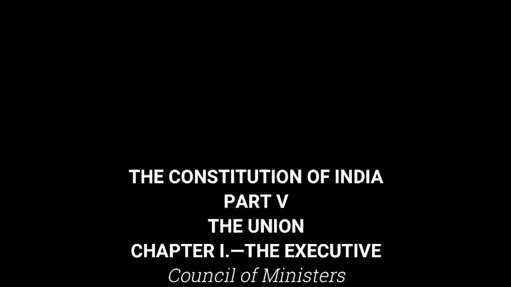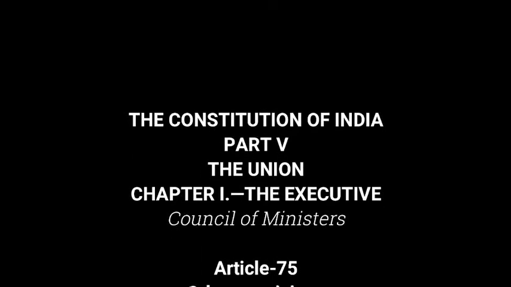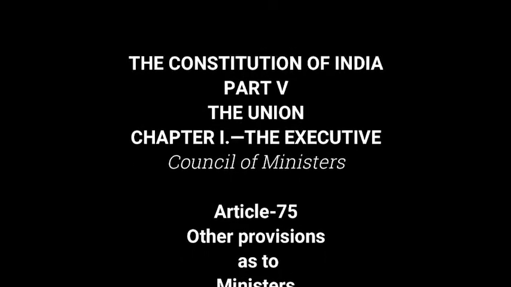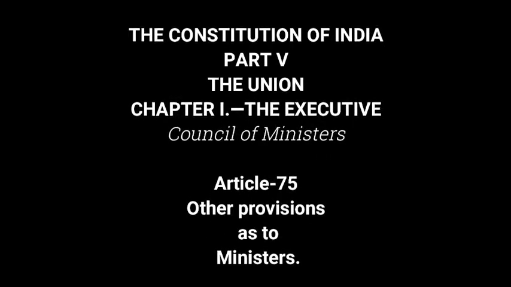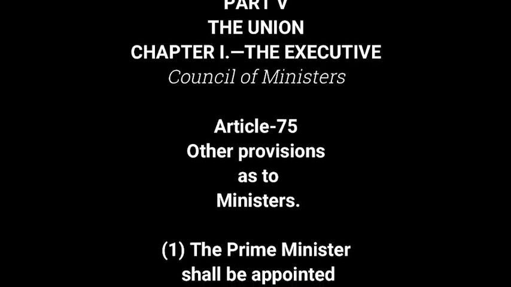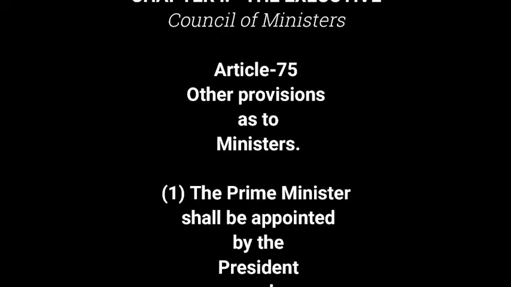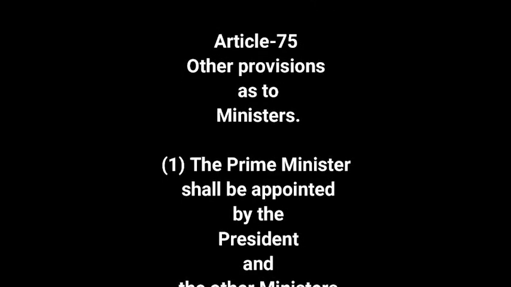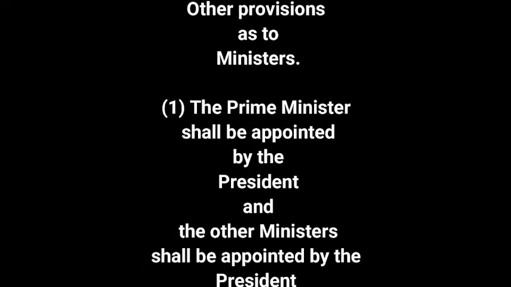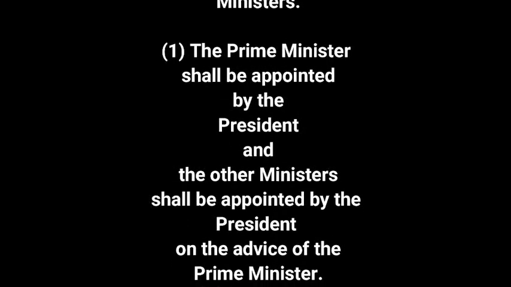The Constitution of India. Part 5. The Union. Chapter 1. The Executive. Council of Ministers. Article 75. Other provisions as to ministers. 1. The Prime Minister shall be appointed by the President, and the other ministers shall be appointed by the President on the advice of the Prime Minister.